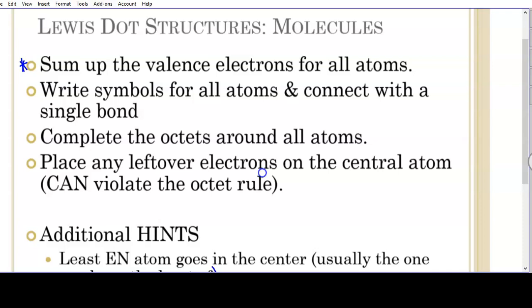Before you even draw the structure at all, I want you to figure out how many valence electrons are supposed to be in the structure. After you do that, you're going to write symbols for all atoms and connect them all with a single bond. Then you're going to complete the octets around all of the atoms. Then if there are leftover electrons, they get put on the central atom. And then something else that's important to note, if you have too many electrons in your structure, you have to change the bonds a little bit. So you'll be doing some double and triple bonds, which we'll go over in some of our examples.